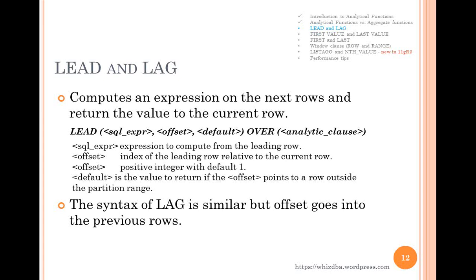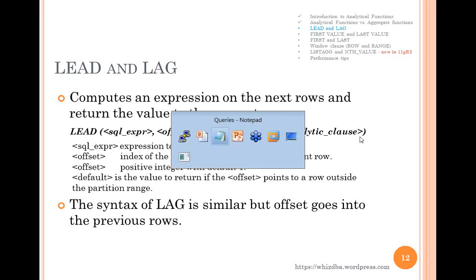The syntax of lead is quite different from what we have seen so far. It contains 3 arguments. First is sql_expr, that is a SQL expression. Then the offset, from where it should be treated as the current row, and the default, in case there is no matching next record, what will be displayed, followed by the over and the analytic clause. Let's discuss this with the help of an example.